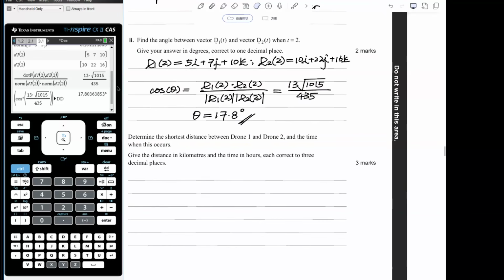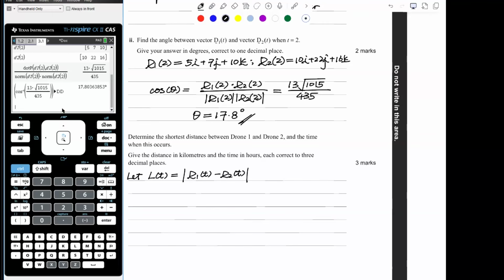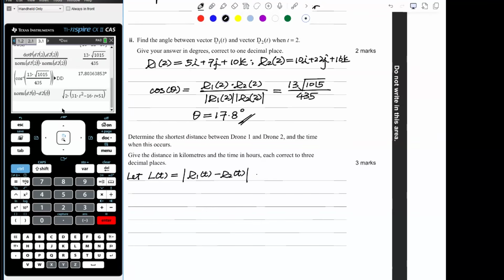Okay, shortest distance between drone 1 and drone 2. So basically we say, all right, let L of t equal the magnitude of d1 of t minus d2 of t. It has to be the displacement first. Then we take the magnitude of this displacement, norm of d1 of t minus d2 of t. So this gives 2 times the square root of 31t squared minus 16t plus 51.